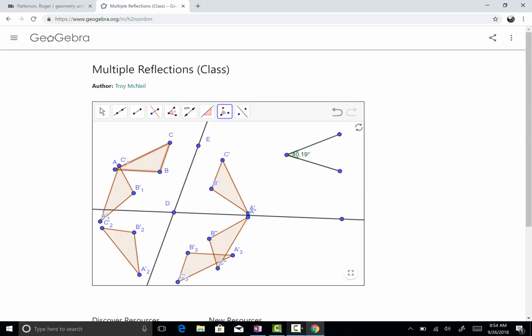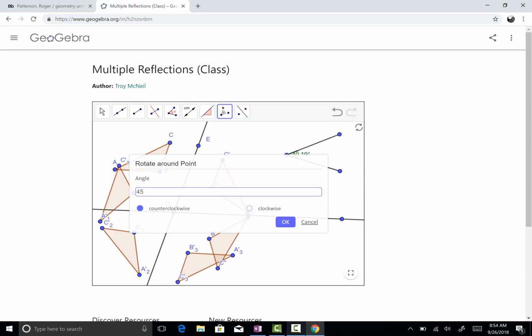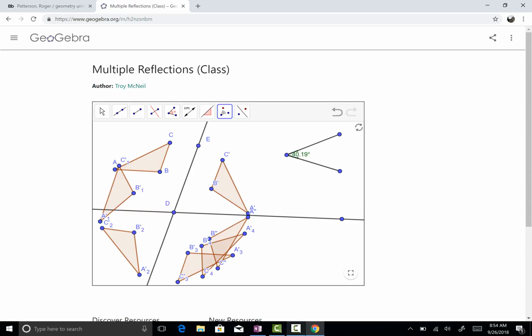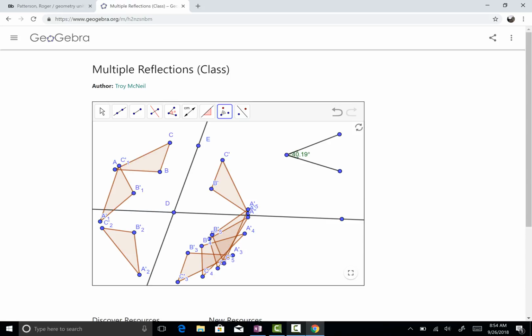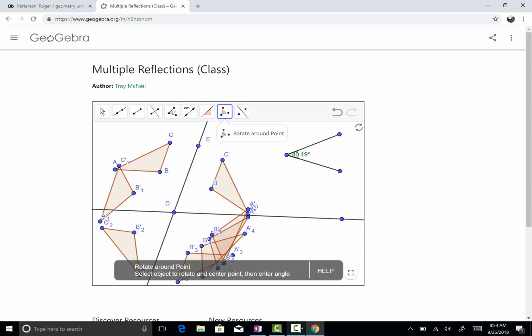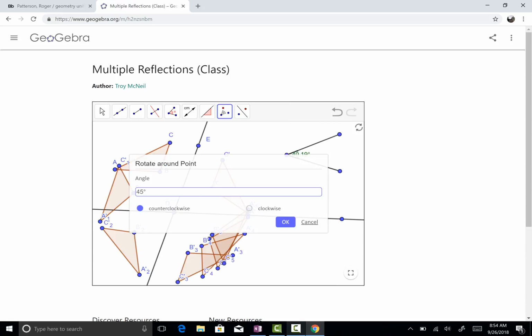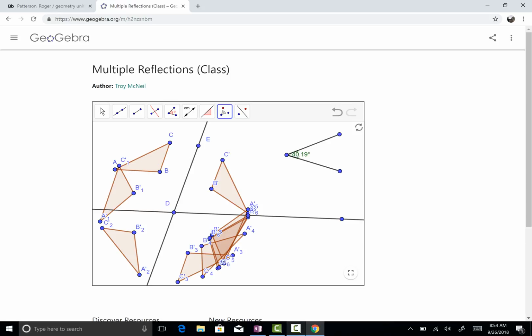Pick it again. Pick point D. Maybe I'd try 200 degrees. Look how close we're getting there. 220? 220 is a little bit too much. 215. Maybe 215? Ooh, pretty close. But you can see that it's actually lining up.